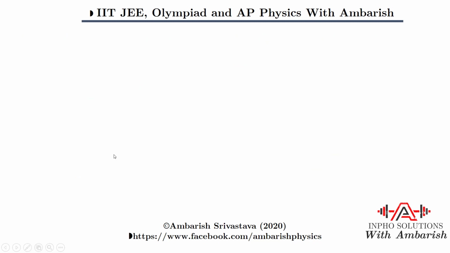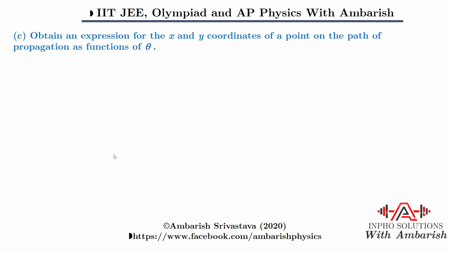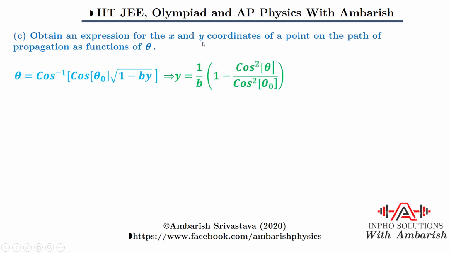So now let's look at the next part. Obtain an expression for x and y coordinates of a point on the path of the propagation as a function of theta. So now x and y coordinates are to be found. So y coordinate is very simple. In the previous part we found theta as cos inverse of cos theta naught under root of 1 - By, just on the previous slide. And from this we straight away get y as a function of theta. You just rearrange this equation and you can express y in terms of theta.